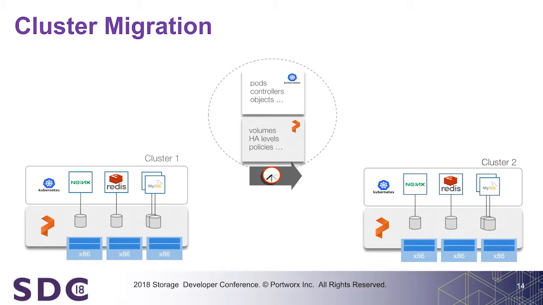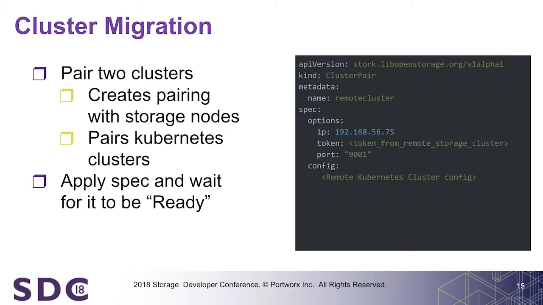Portworx will be responsible for moving the volumes and all the storage-based policies, and then we'll basically use Kubernetes to move all the resources from one cluster to another. There are two parts to this cluster migration. The first is that you need to pair these clusters, because you need to be able to say where you can actually migrate these resources to.